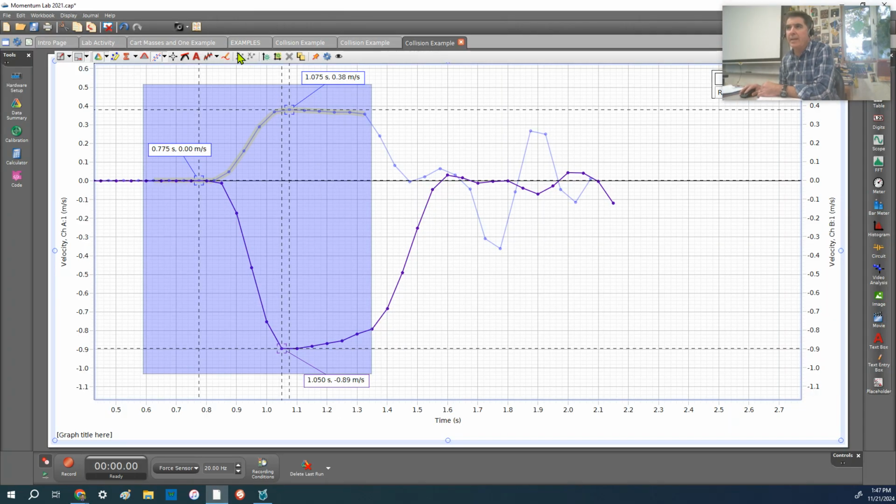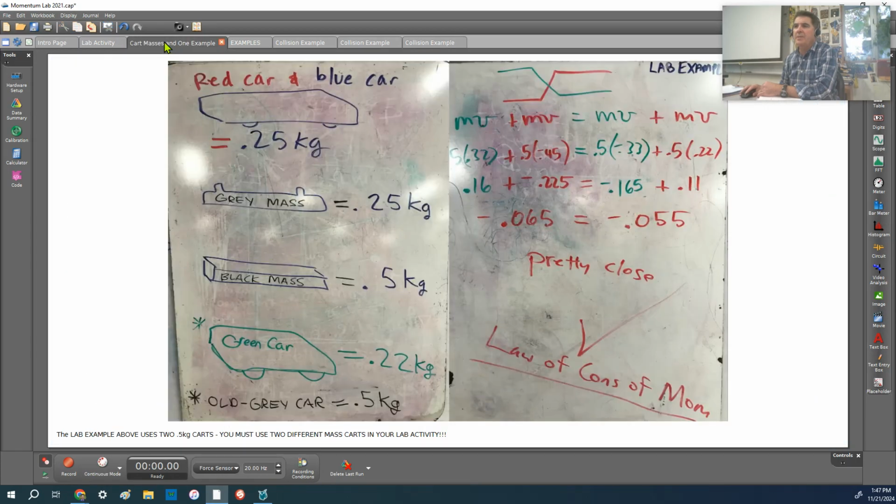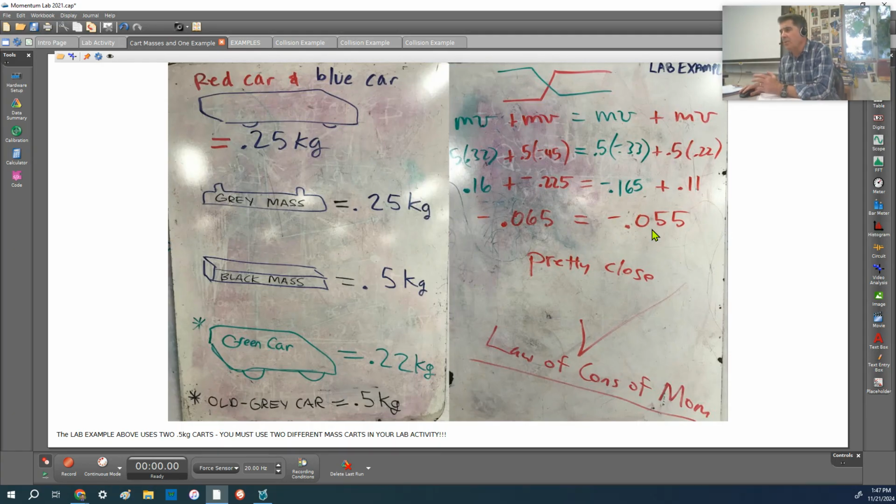Now, last thing, in the example here, these two numbers are very close to each other. I'd like them to be a little bit closer, but they're close enough. And the fact that they're close is what we're using to prove the law of conservation of momentum. Remember that there are no unknowns here.